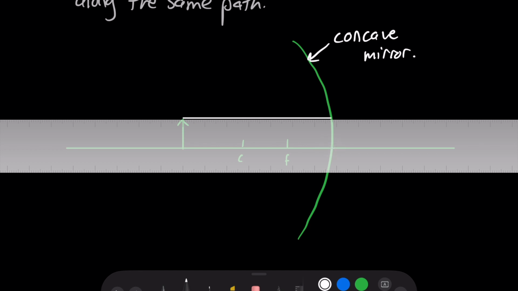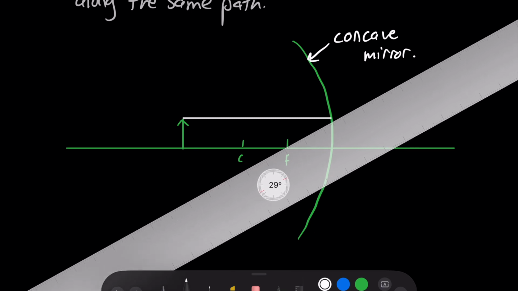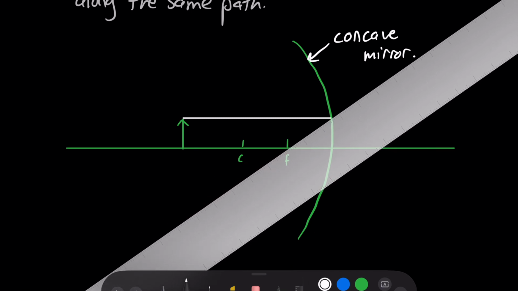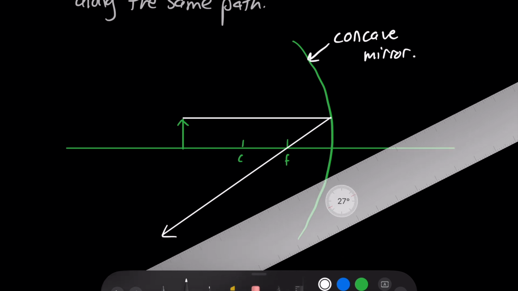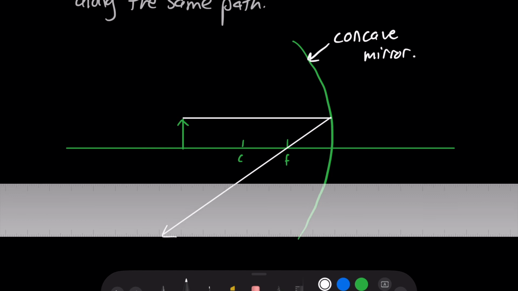Okay. And then we're going to reflect this ray off of our concave mirror through our focal point. So let's line it up. And this ray is going to reflect like so. And make sure to draw the direction of the ray. So it should look like this so far. Rule 1 is done. We went parallel to the principal axis, reflected off of our concave mirror through F.